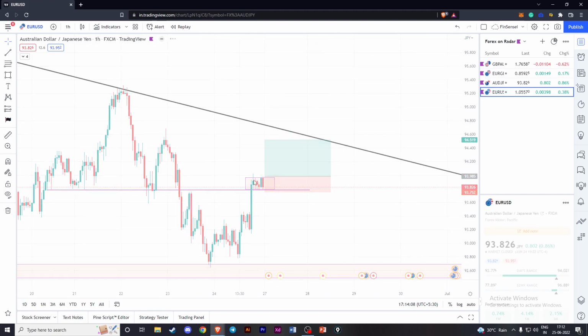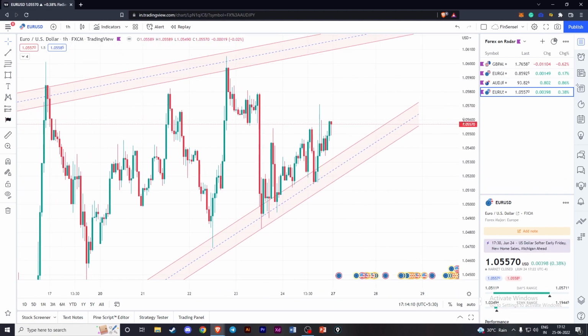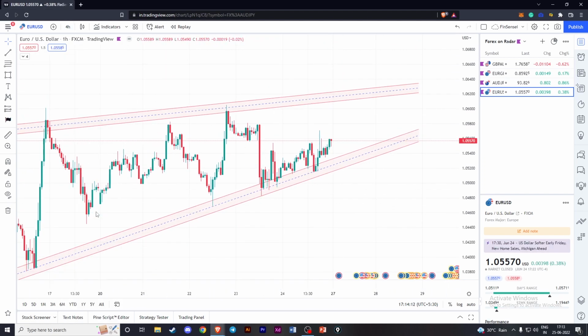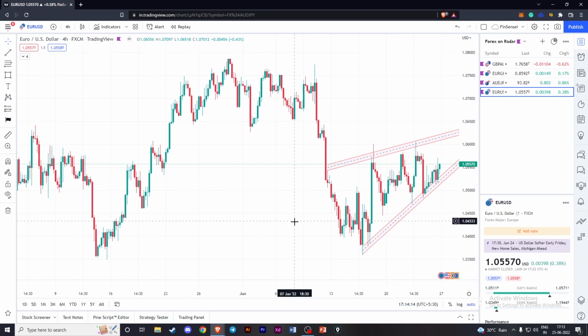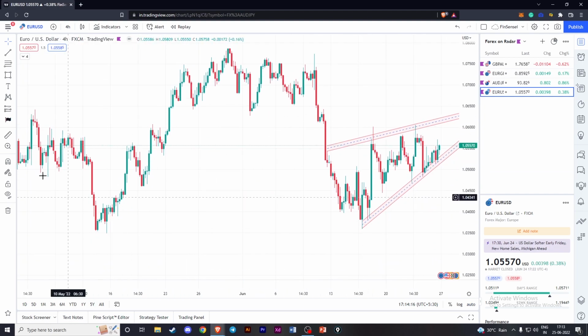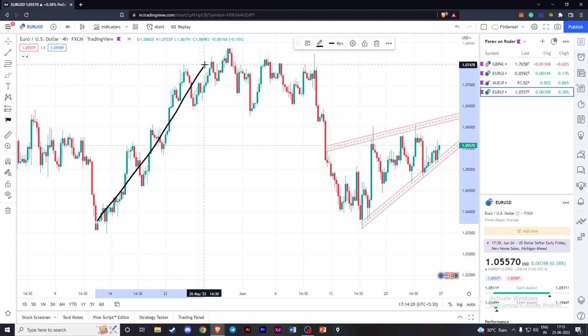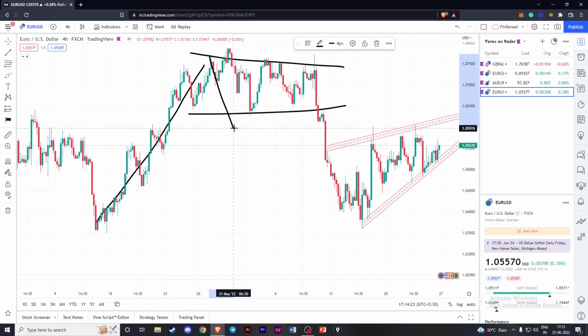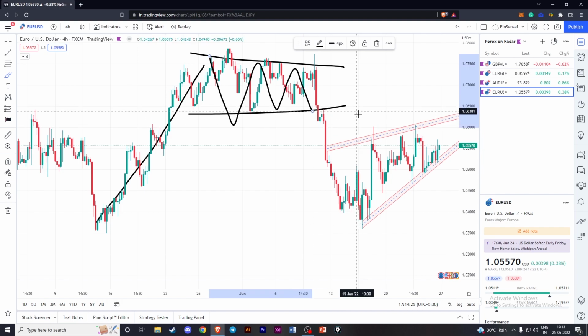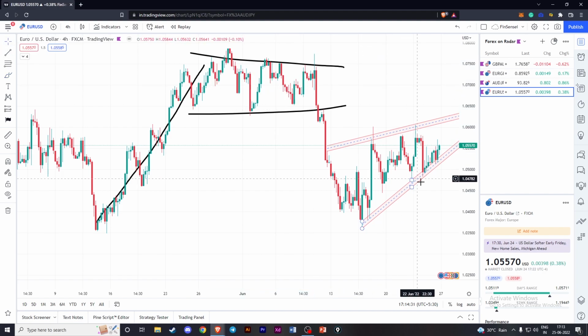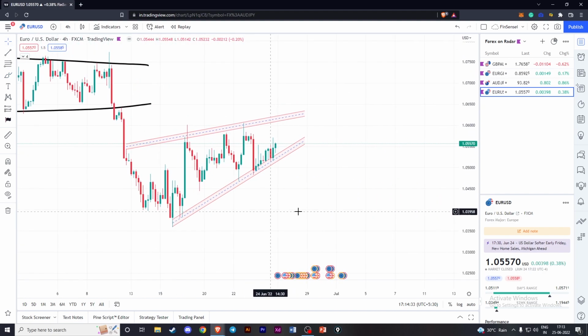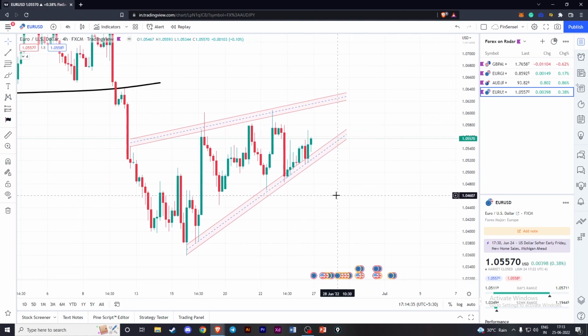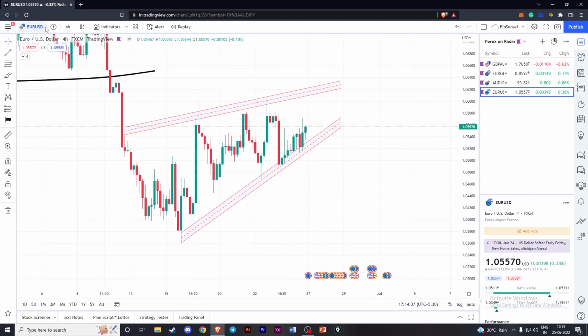The last pair which we have today is the euro versus the US dollar. If we shift to the 4 hour time frame, we can see a very interesting thing right here. There was a bullish momentum right here, after which there was a distribution phase where the price consolidated in a range, and then there was a sell off again. Now we see that a rising wedge pattern is being formed right here, and there are two possibilities which can happen.